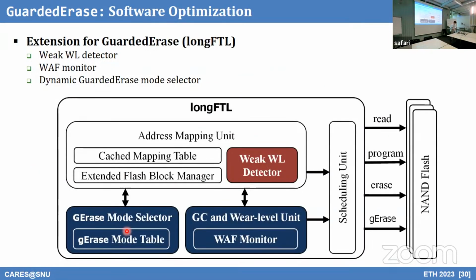Okay, so we built the FTL, and this FTL decides on the weak word line detector, which was already set. Then we choose which mode to use, and then we monitor performance. In this case, we monitor WAP changes. When WAP is increasing very quickly, we are not going to use erase mode much. And if we aggressively apply guarded erase mode and WAP is still manageable, then we keep using it.